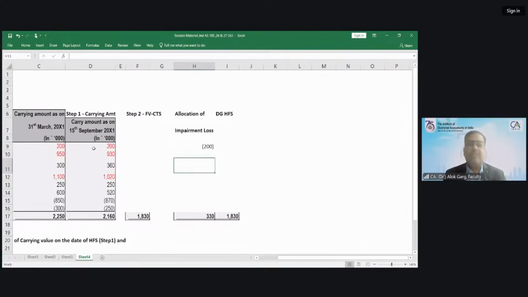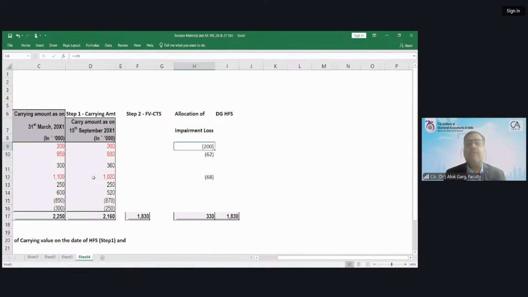So the remaining is 130, right? I have to allocate 130 in the ratio of intangible assets and PP&E. So minus 130 multiplied by 930 divided by the sum of 930 plus 1020. I hope this is clear. And minus 130 multiplied by 1020 divided by 930 plus 1020. So now the total comes to 330.